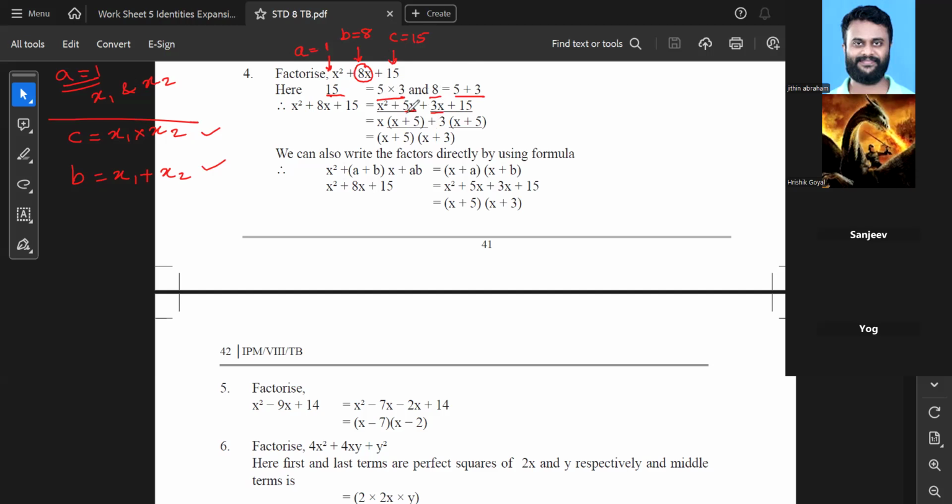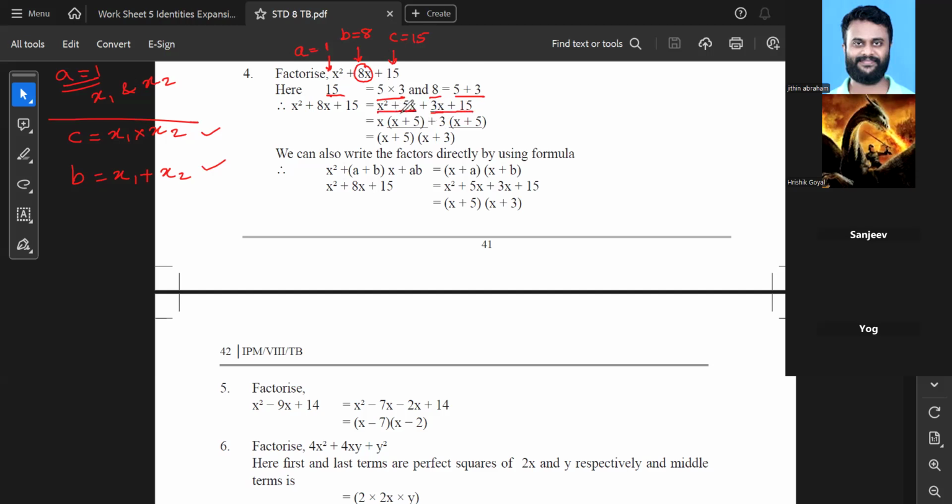And now I have 4 terms, 1, 2, 3, 4. Previously, I had only 3 terms. Grouping was not easy with 3 terms. Now grouping is easy with 4 terms. Since I have 4 terms, I'll break it into 2 parts. As you can see, they are underlined. This is the first group, this is the second group.